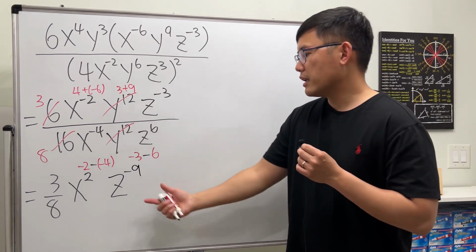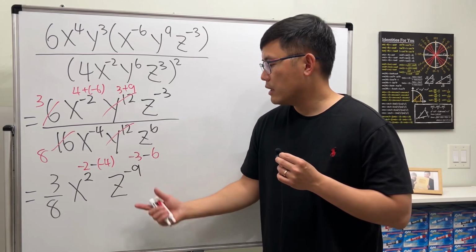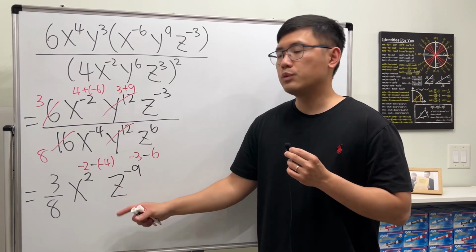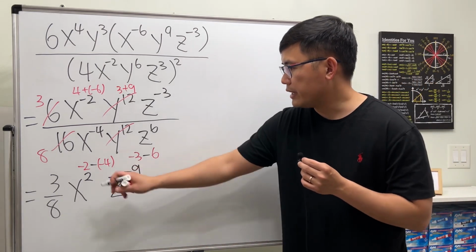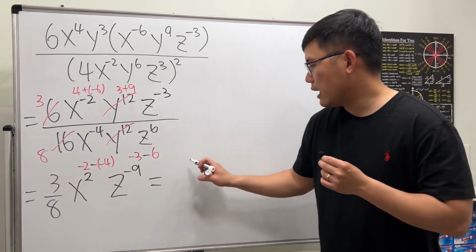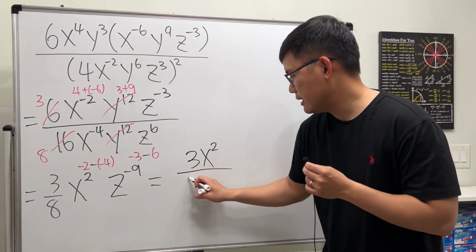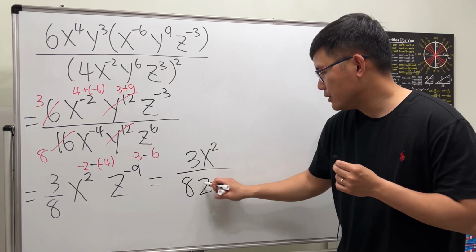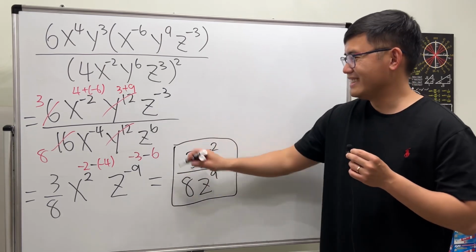Almost done, because here we have this, and then this is z to the negative 9. When we have negative exponents, we are going to bring that down to the denominator. So ladies and gentlemen, we get 3x squared on the top over 8 times z to the power 9 on the bottom. And this is it.